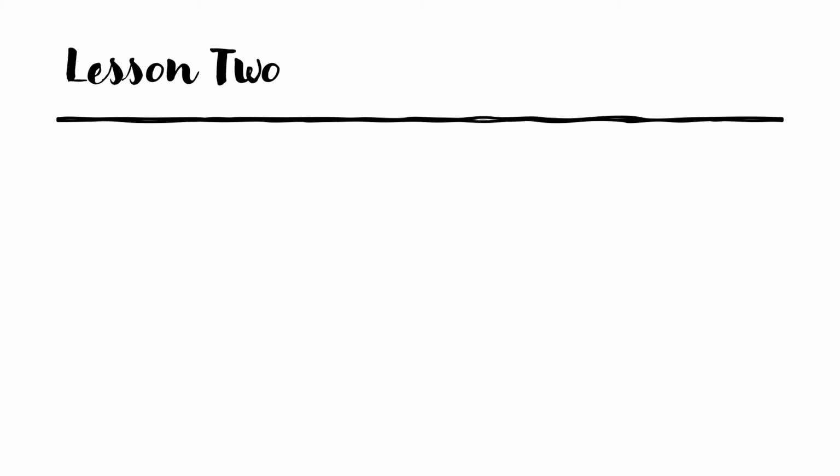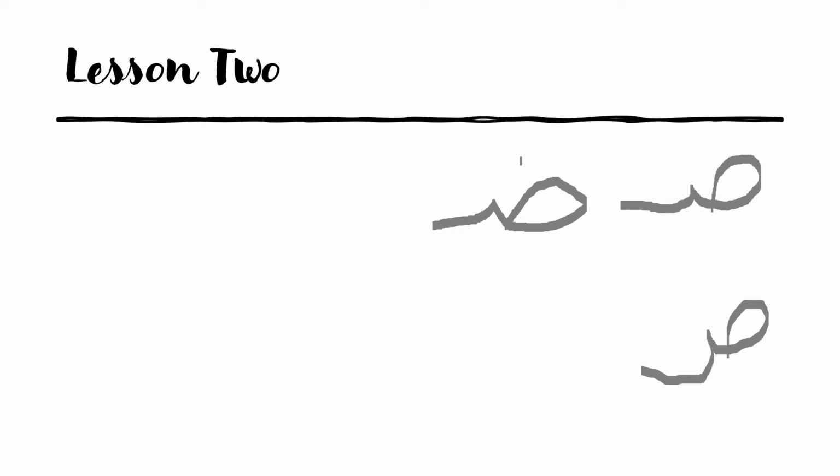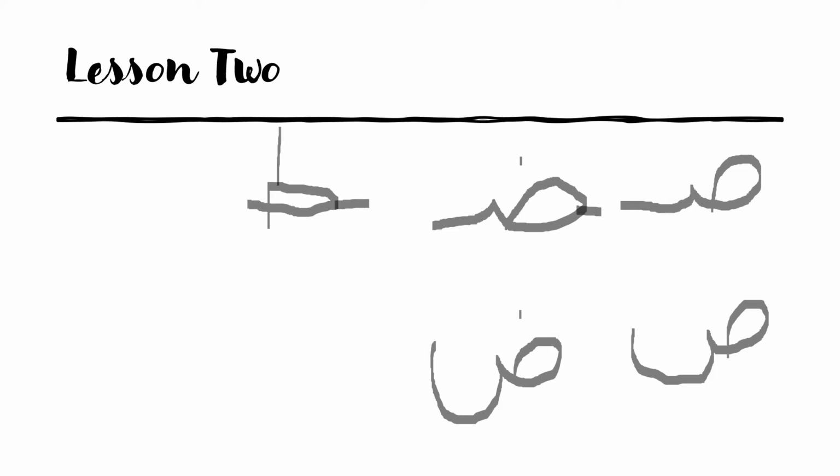Now we come to the sad and dad. In the beginning, they will look like this. This is the sad, and this is the dad, with 1 dot above. So they look the same except for the dot. At the end, they will look like this. This is the sad and the dad. Then the ta and the za: the ta looks like this. And of course, if it's in the middle, you will connect it by a line to the letter before it. The za is the same thing with the dot. And then the ta and the za at the end look exactly like the beginning, so there is no difference.